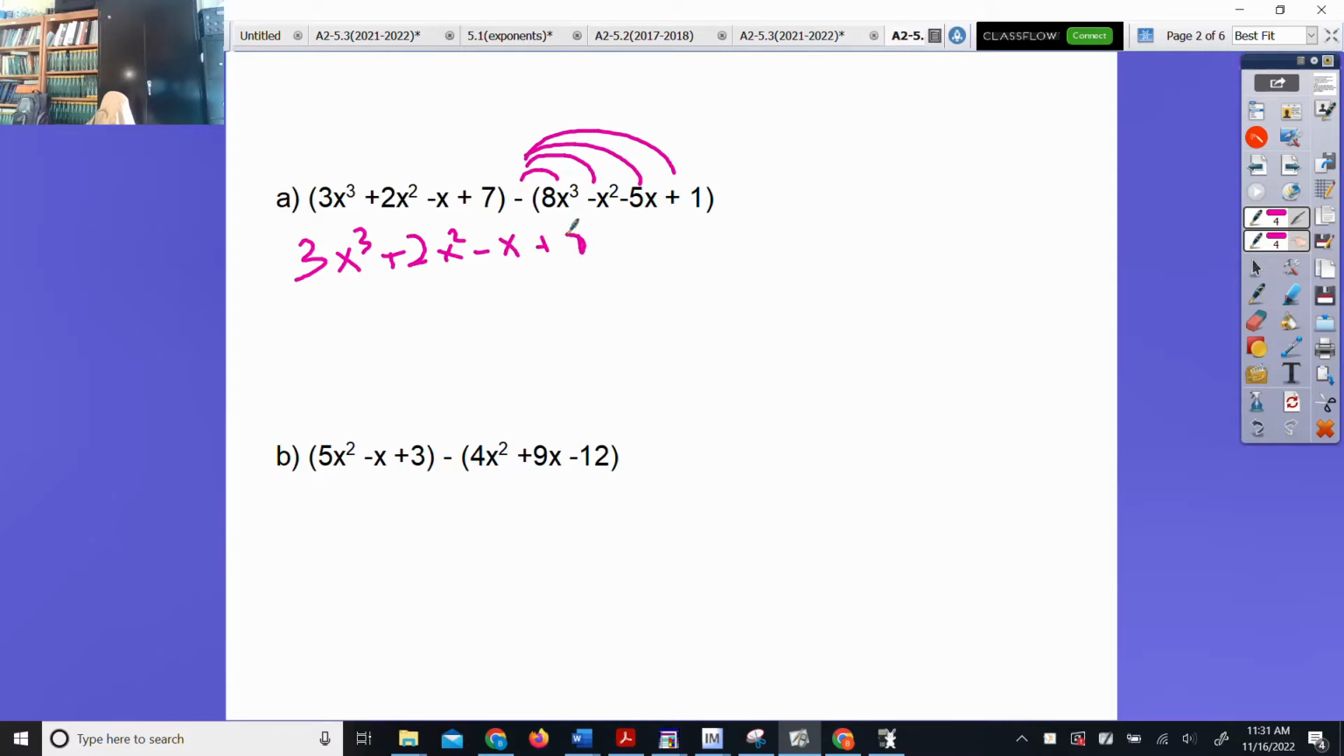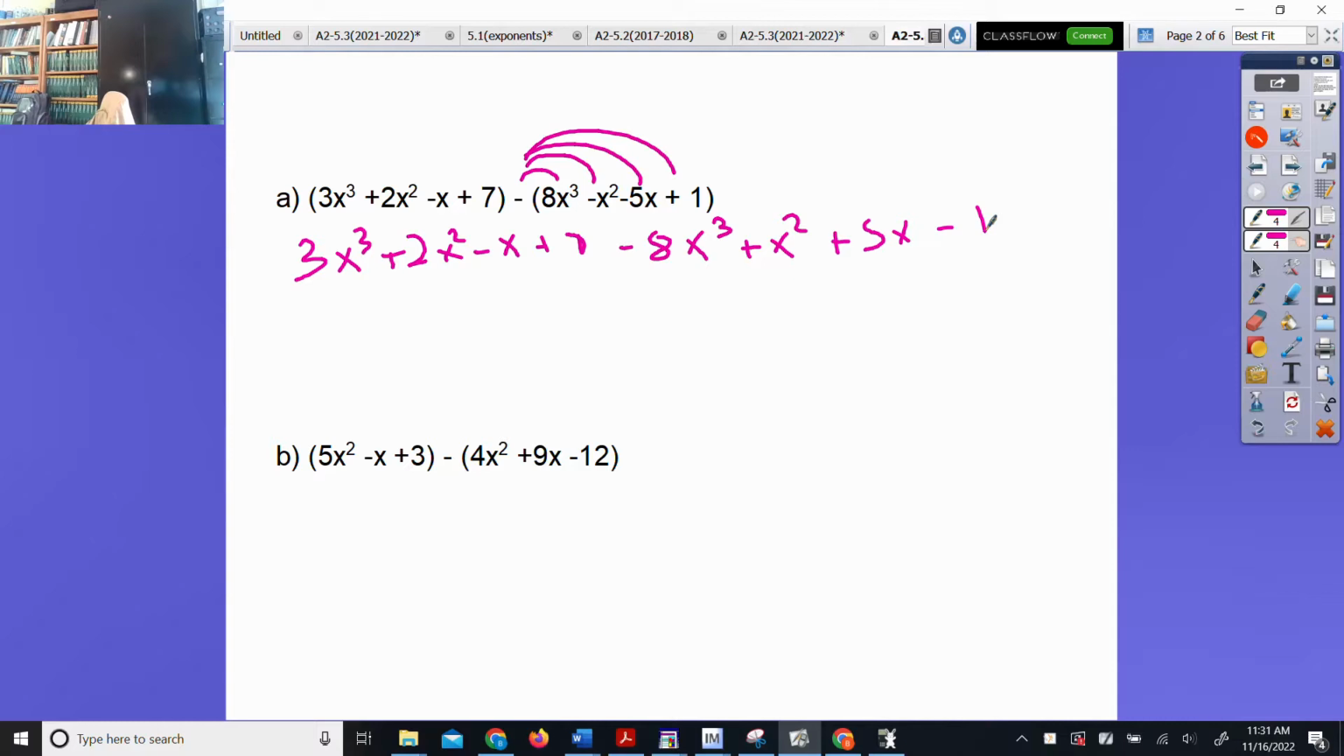But instead of a positive 8x cubed, negative. Instead of a negative x squared, positive. Instead of a negative 5x, positive. Instead of a positive 1, negative. And I've done this for a long time. What you see when they grade things is kids don't show that step. And it's missed. Do it all up here and it's missed. Happens all the time. Just take 10 seconds of your life and rewrite the thing.